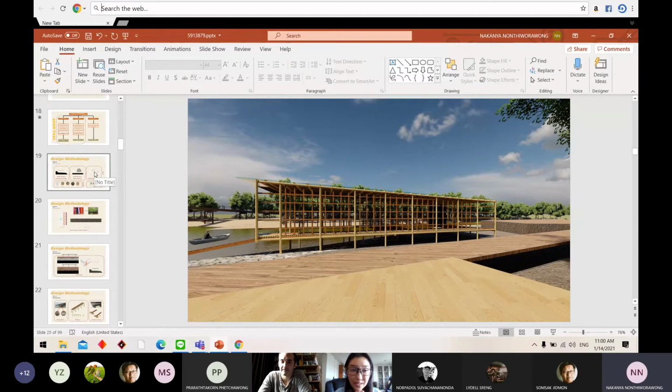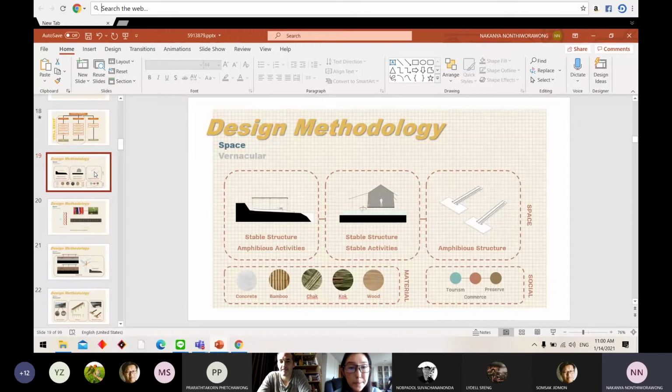I might feel that there's something vernacular, but I don't get it. What do you actually mean by vernacular here? It was the local architecture. You have to be concise, Nakanya. Don't make it long or elaborate.